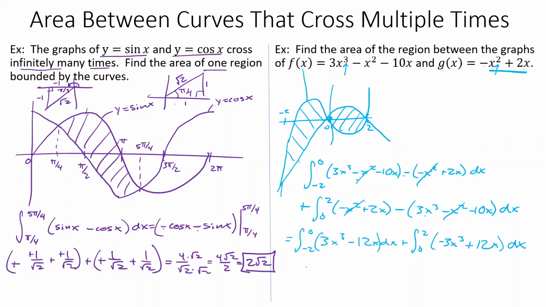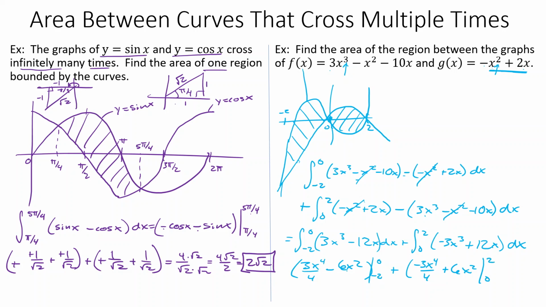All right, so now if we integrate that, that's 3x to the 4th over 4 minus 12x squared over 2, so 6x squared, from negative 2 to 0, plus... Same thing's going to happen here. Negative 3x to the fourth over 4 plus 6x squared from 0 to 2.